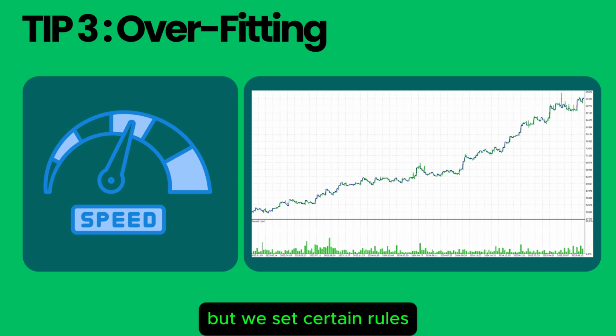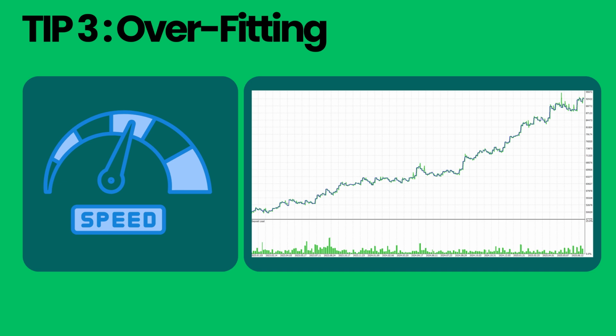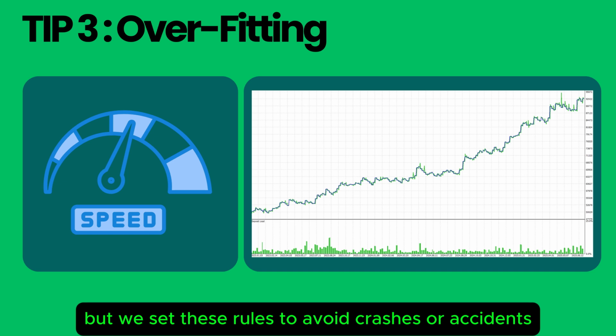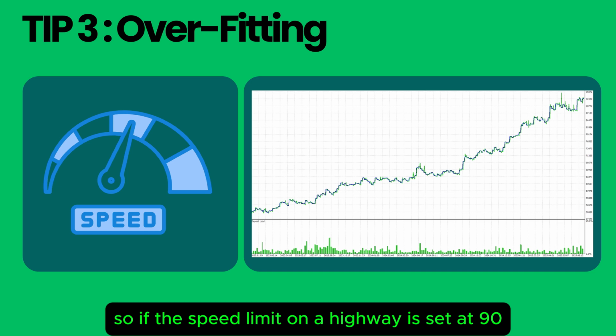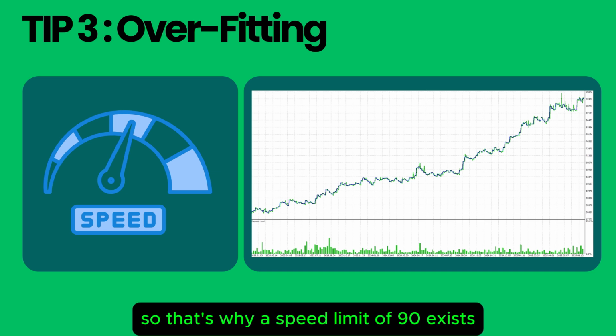But we set certain rules like a speed limit or a traffic stop or other regulations which might vary depending on the environment. So the speed limits where you have a school and the speed limits on a highway are different. But we set these rules to avoid crashes or accidents. So if the speed limit on a highway is set at 90, it's been observed statistically according to some sort of model that people who go over 90 tend to have crashes or accidents. So that's why a speed limit of 90 exists.